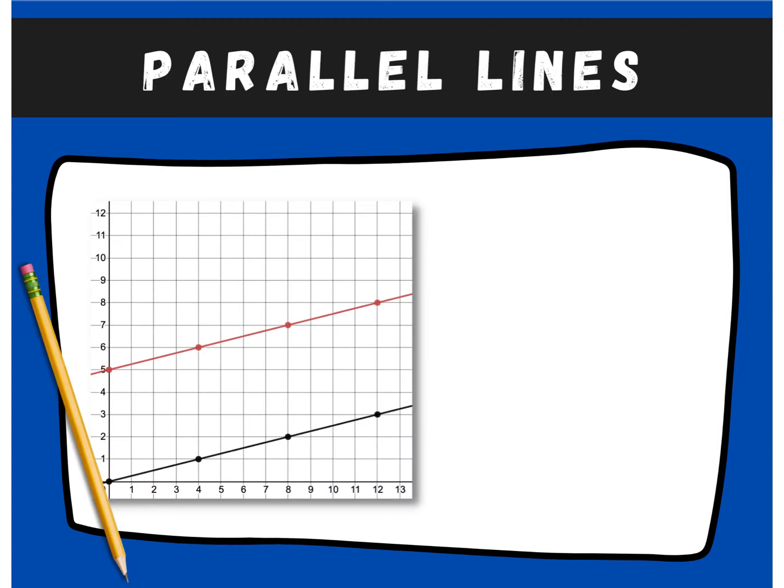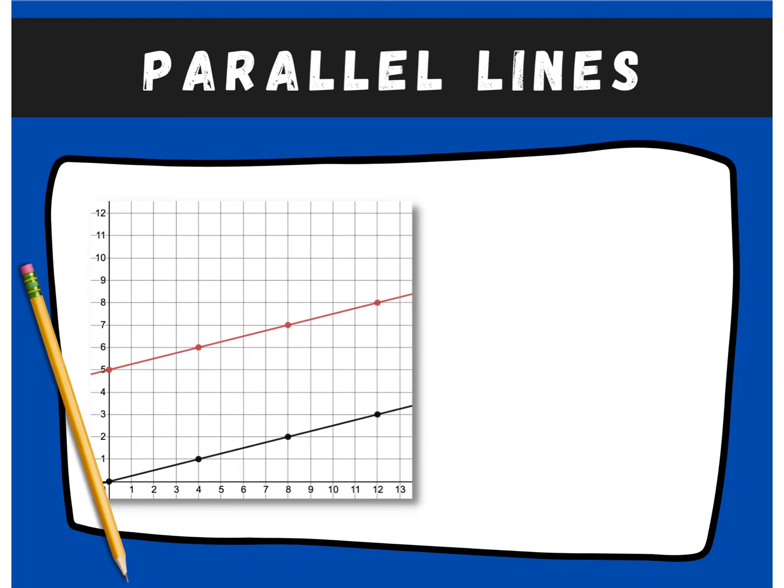Once you know a little bit about slope-intercept form, a whole world of algebra opens up to you. For example, there's some interesting properties of parallel lines. So here I've got two parallel lines, the red one and the black one, and I want to write the equation for both lines just to show you an important property of parallel lines.